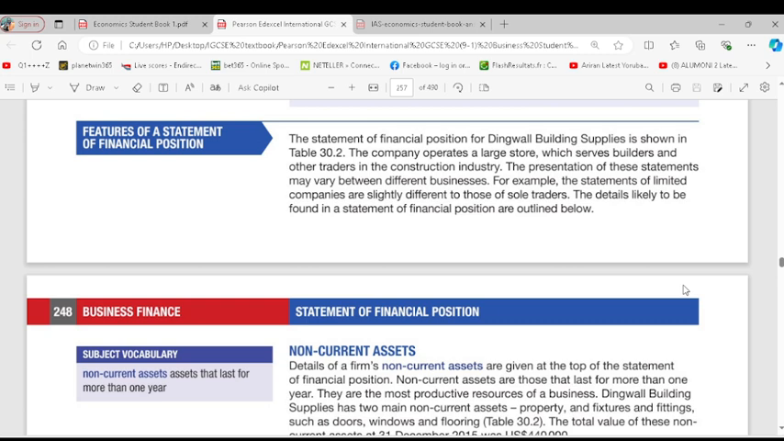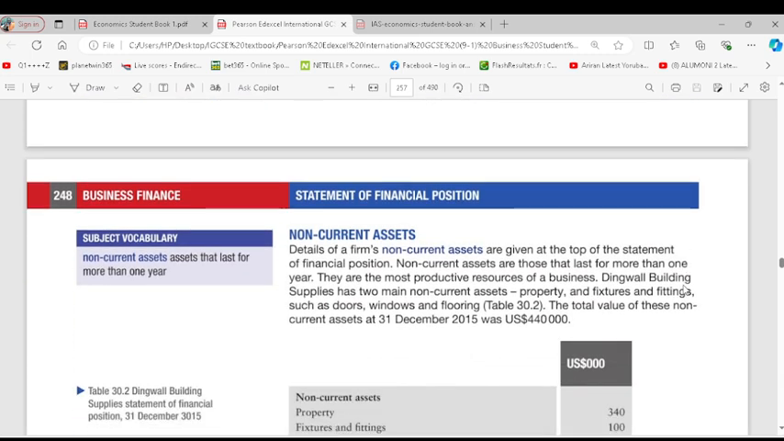So we go to features of a statement of financial position. What are the features? We're talking about what a statement of financial position contains, the items in the statement of financial position. So for the assets, we have the non-current assets. Why do we call it non-current assets? We call it non-current asset because it can last for more than a year. These are resources that the business owns. That's not current asset. Non-current assets. These are resources of the business that can last for more than a year. For more than a year.